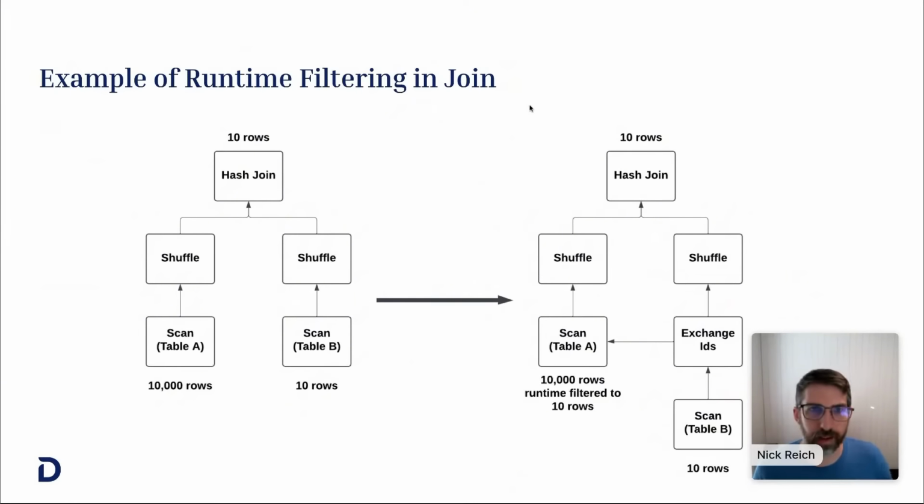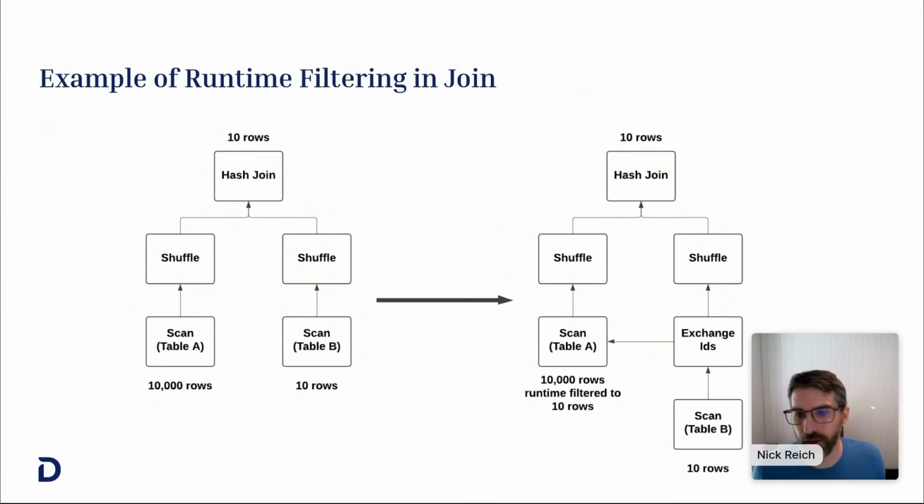And just to give you an idea of how this works, in a standard join, you might be scanning two different tables, one that's large, one that's pretty small. All of that data is read from all the nodes. It gets shuffled across the whole cluster based on the join key. And then that's your join. You'll get some number of rows out at the end, often a small number of rows.